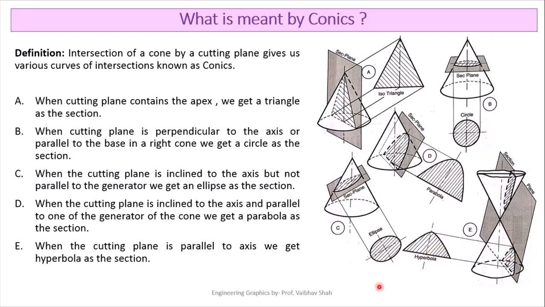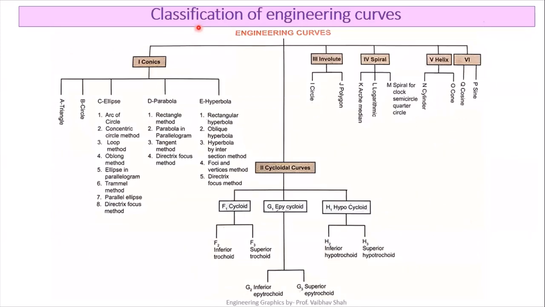So it was very easy. Here you have a cone, and in each case you are trying to cut this cone by various positions of your cutting plane, and whichever shapes you are getting are known as your curves of intersection, or you can also call them conics. Now let us move ahead.